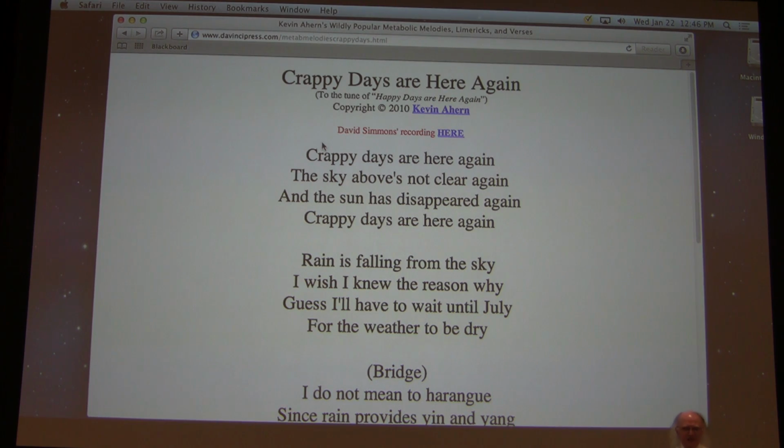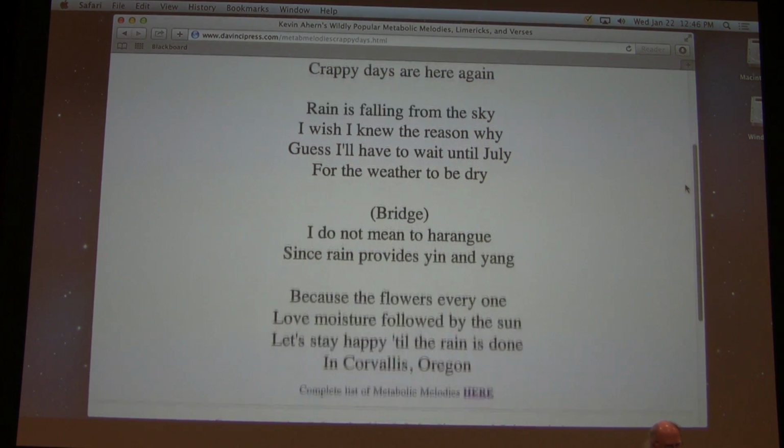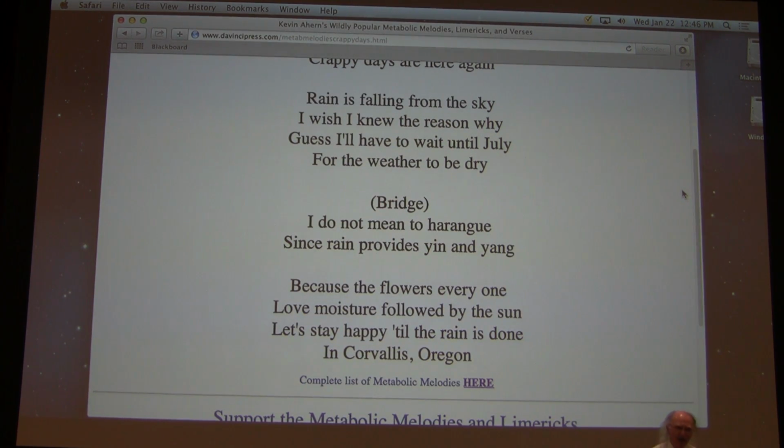Sky above's not clear again, and the sun has disappeared again. Crappy days are here again. Rain is falling from the sky. I wish I knew the reason why. Guess I'll have to wait until July for the weather to be dry.